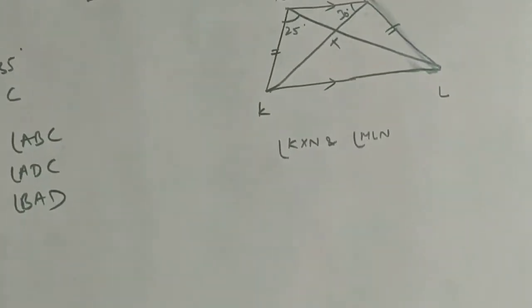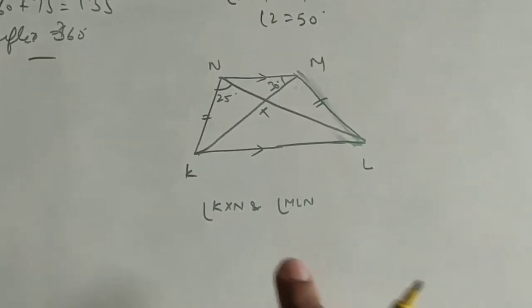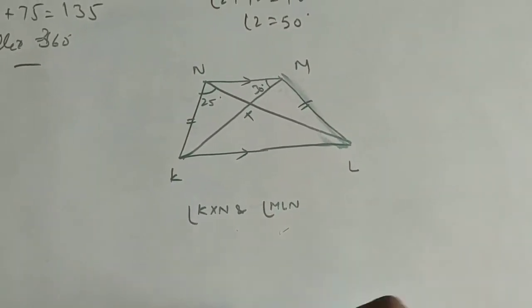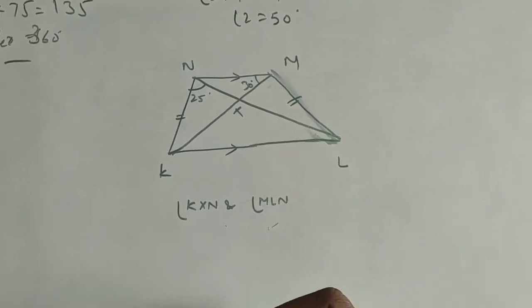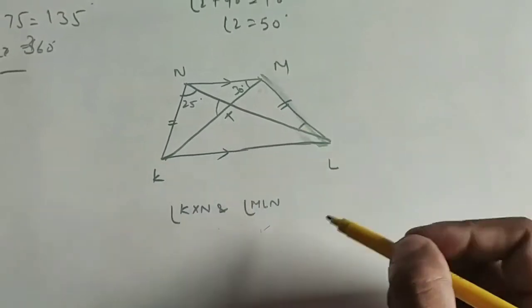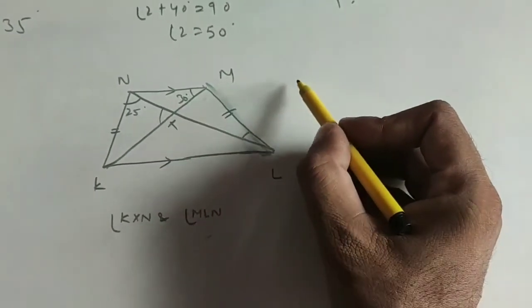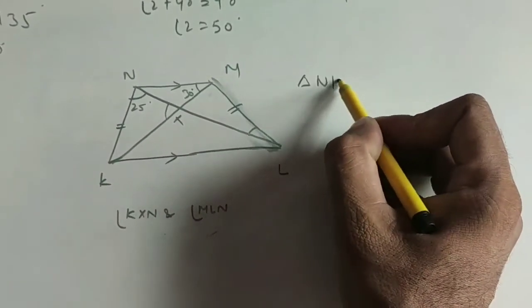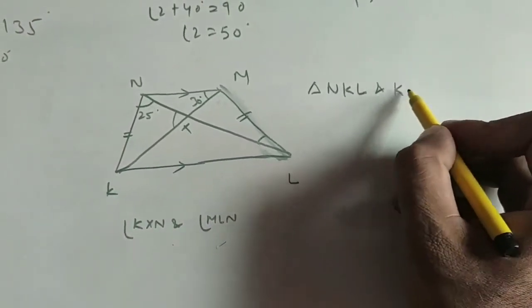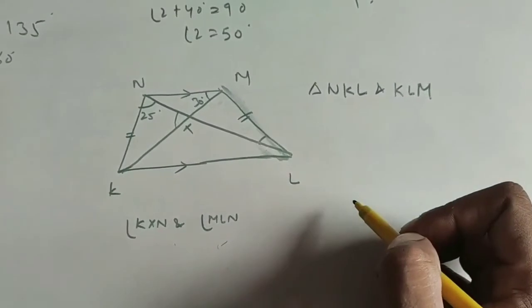Next we have a problem based on an isosceles trapezium. This is an isosceles trapezium. We need to find KXN and MLN. Two angles we need to find. So this is KXN and this is MLN. Now in case of an isosceles trapezium, we know that triangle NKL and this KLM will be congruent.